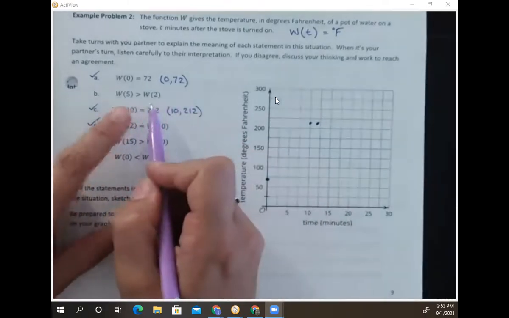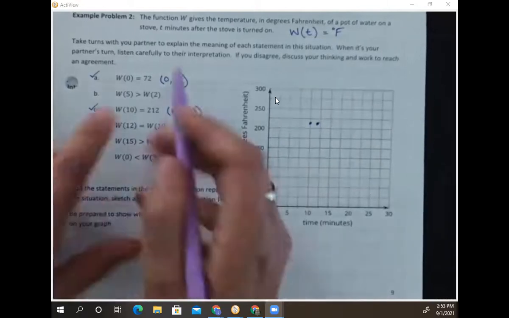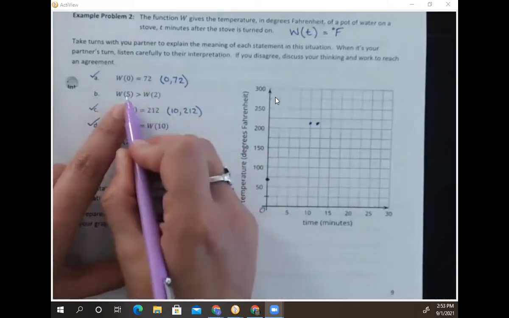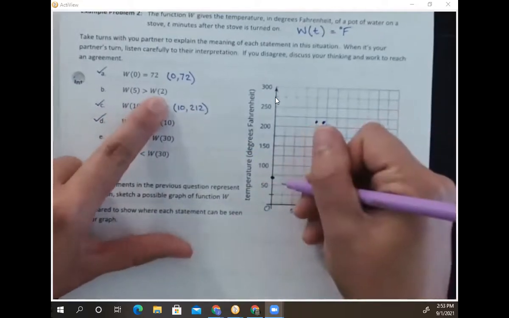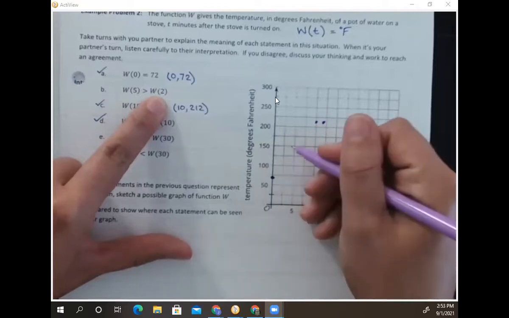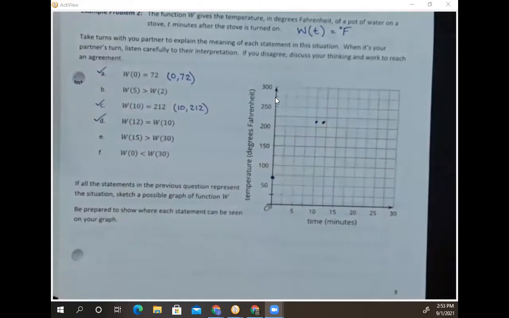Again, I don't know exact values, so I'm just plotting what I think sounds good. If you plot your points a little differently, that's okay. For W2 and W5, our water is heating up, so I think it would be safe to say that W2 should be at least 72 degrees, right? It would be unusual for me to put water on the stove, turn on the heat, and then the water get colder before heating up. That would be weird.